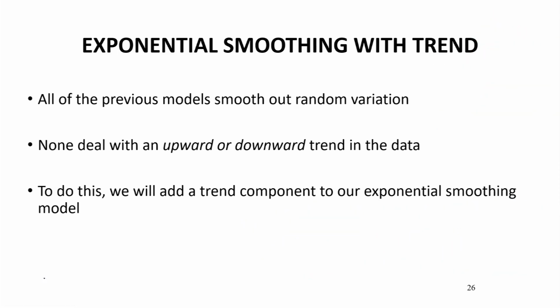The previous model smoothens out the random variations only, none deal with the upward or downward trends as I have explained, and to do this we will add a trend component into our exponential smoothing model. So, we will use two smoothing coefficients alpha and beta. Let us see with the help of one example.